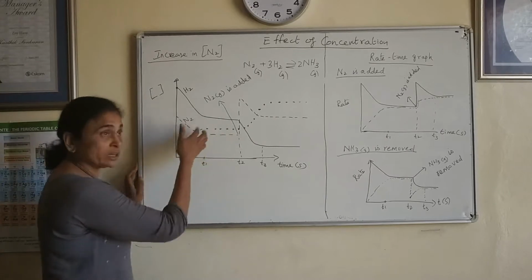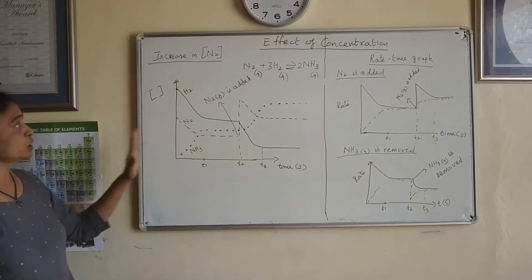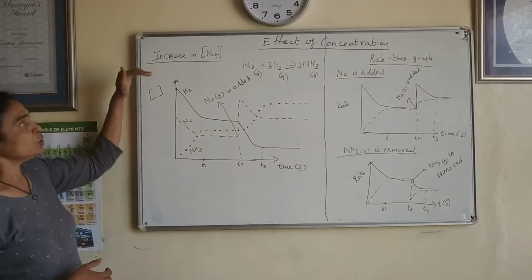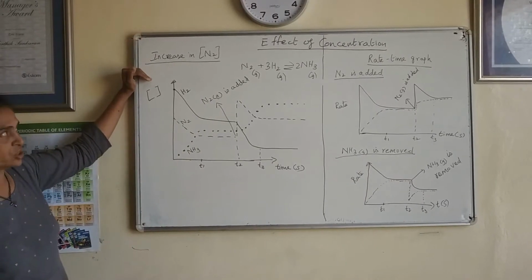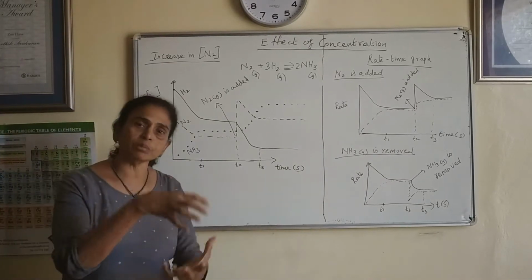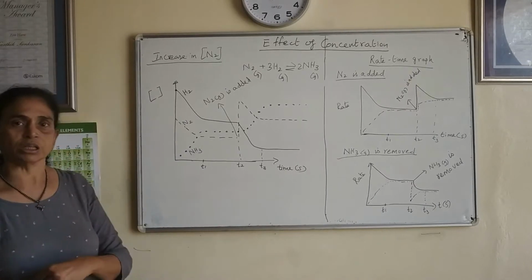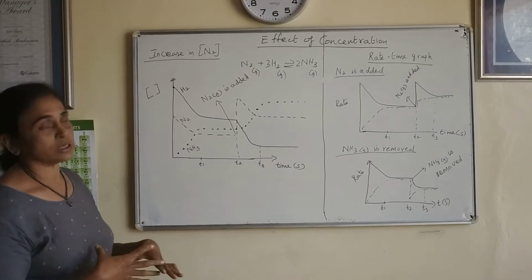They are not equal. Can you see all of them are not equal? One is higher, the other one is smaller, the other one is still smaller. So now we are going to make changes to the concentration. What do you do to make changes to the concentration? If you add chemicals, then you are increasing the concentration. If you remove chemicals, you are decreasing the concentration.